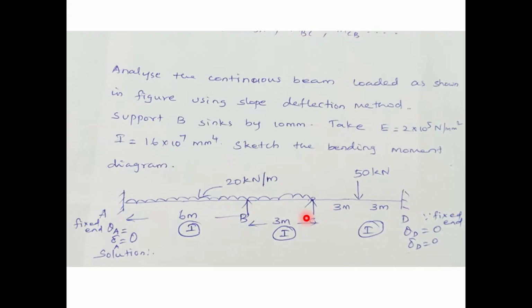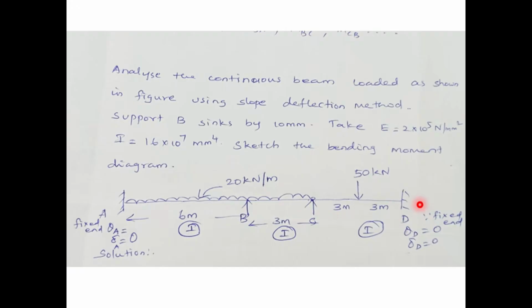Okay. AB consists of UDL of 20 kilonewton per meter and the span of AB is 6 meter. BC also subjected to UDL of 20 kilonewton per meter and the span of BC is 3 meter. And the CD member consists of a concentrated load 50 kilonewton, which is acting at the center. The span of CD is 6 meter. Therefore, it is 3 meter on either support.